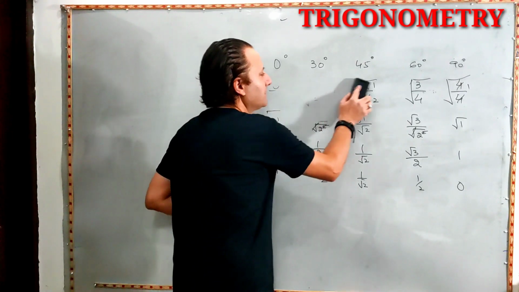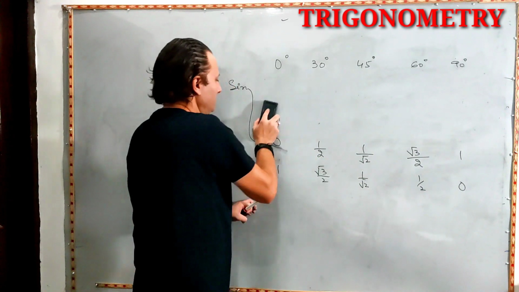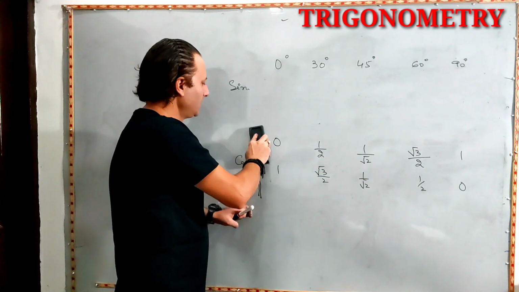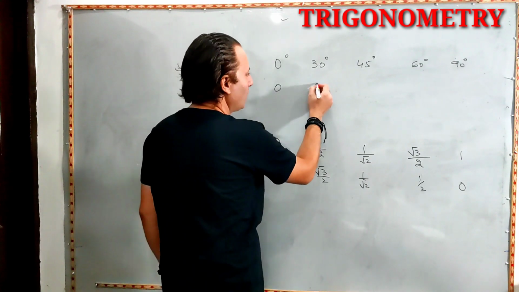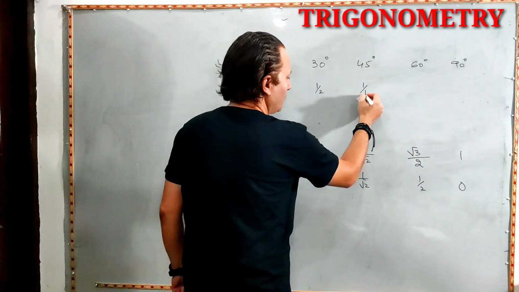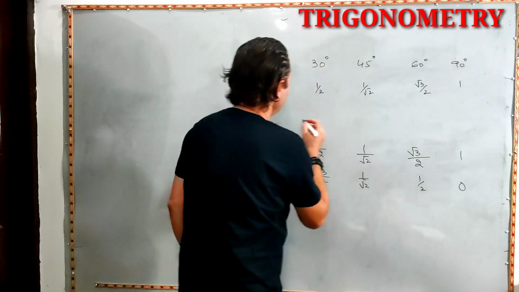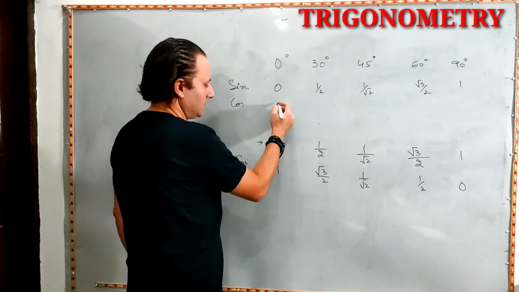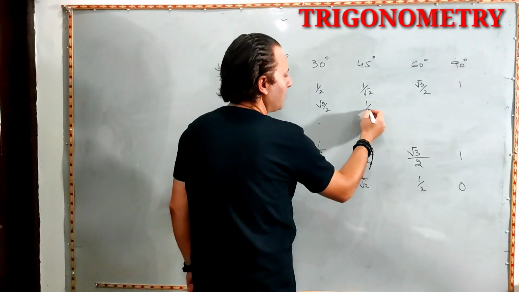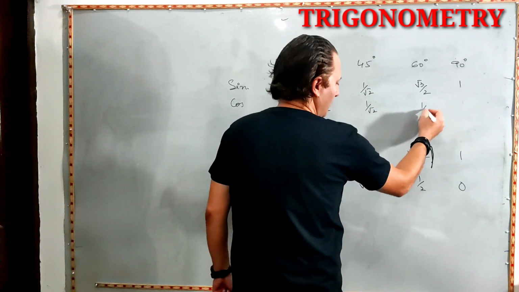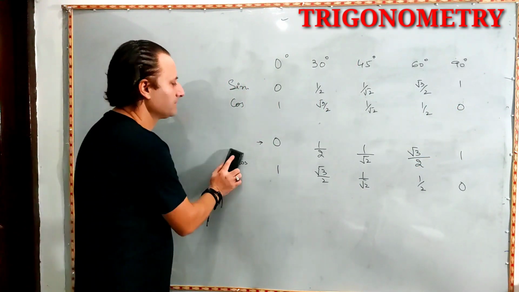I'll just take off this thing and even this. So let me do one thing. I will just take these things up. It is 0, then I have 1 upon 2, then I have 1 upon root 2, then I have root 3 upon 2, and then we have 1, and then cos is 1, root 3 upon 2, 1 upon root 2, then 1 upon 2, and 0, right? So this is what it is. I'm just taking this off.